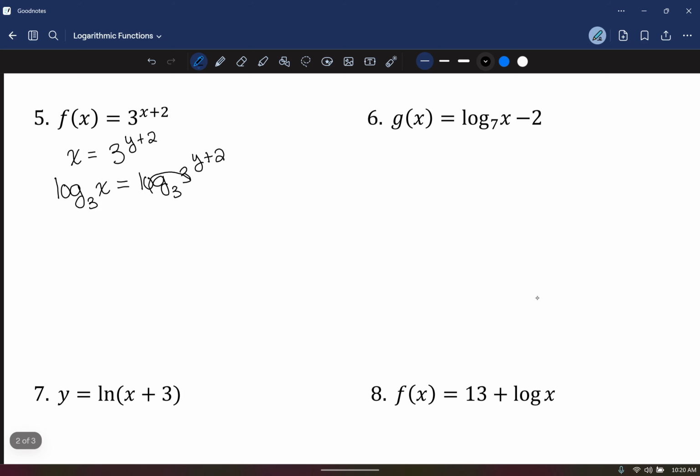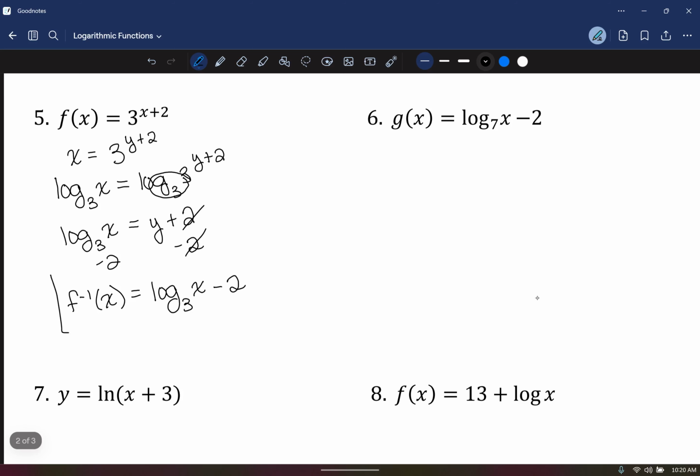The log base 3 of 3 cancels, and I have log base 3 of x is equal to y plus 2. Then I'm going to subtract the 2. Y is by itself, so I put my inverse function notation. F inverse of x equals log base 3 of x minus 2.